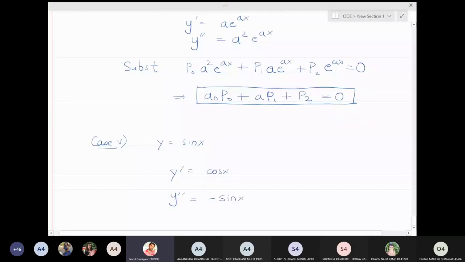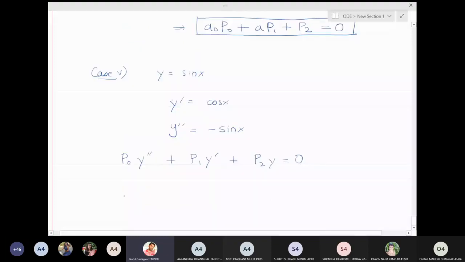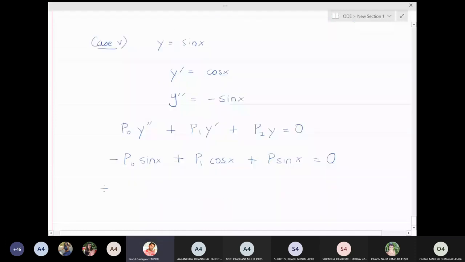p0 y double dash plus p1 y dash plus p2 y equal to 0, what will this become? This will become minus p0 sin x plus p1 cos x plus p2 sin x is equal to 0, and then when I divide it by sin x throughout, what will I get? We'll get minus p0. I hope I'm going right, I'm not making a mistake anywhere, please correct me if I'm going wrong somewhere.